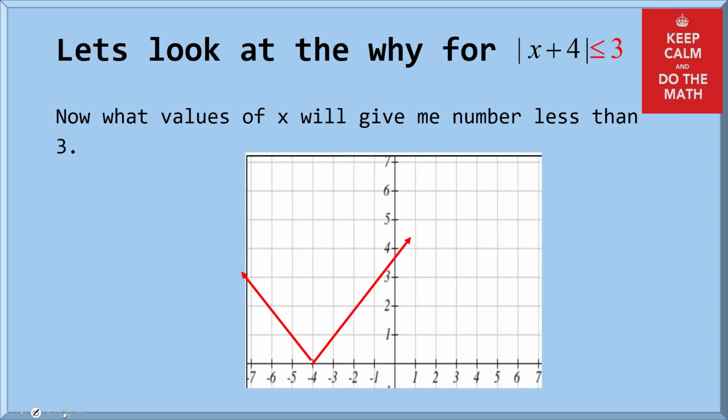Let's look at this graph closer up. What values of x will give me numbers less than 3? So if I take a look at the actual graph and think about this, I'm going to go down here.